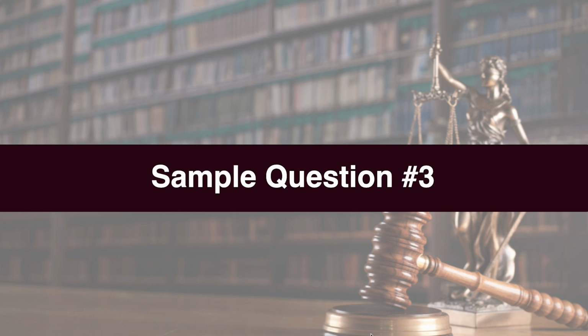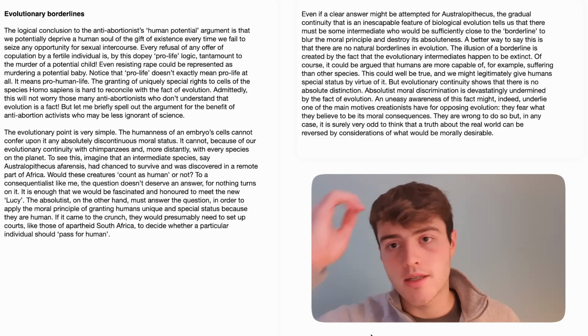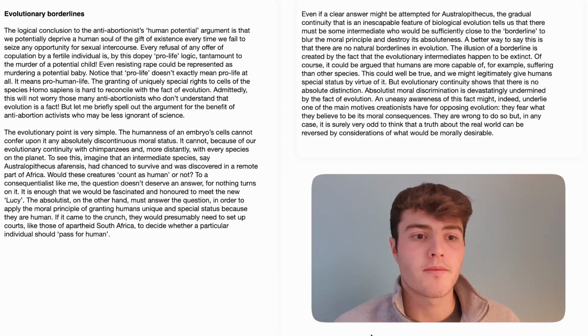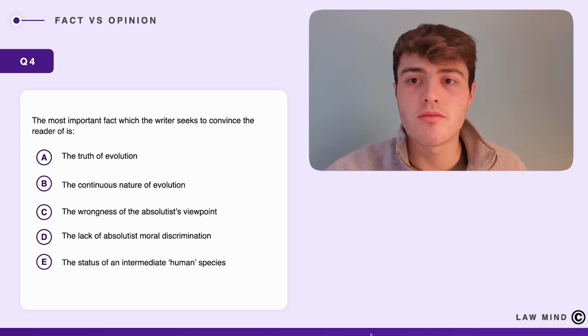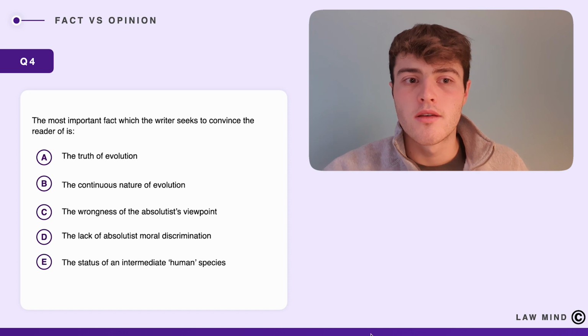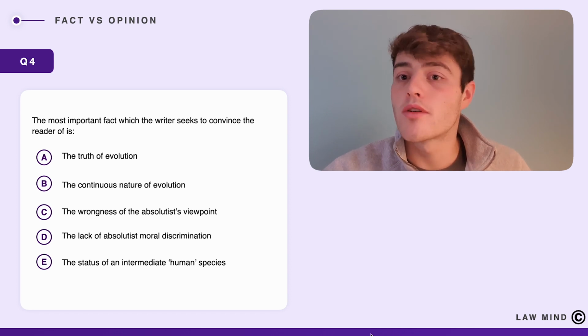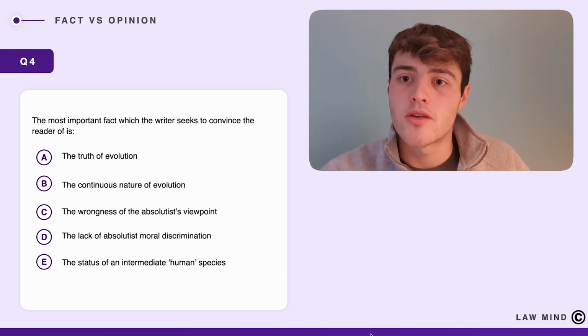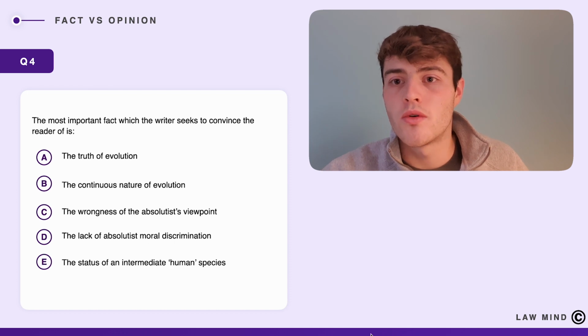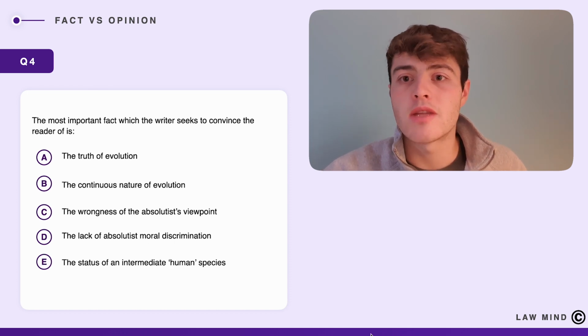If we go through to the last sample question then, I'd like you to read this passage very carefully and pause the video here. And if you've finished reading the passage, then we'll go through to consider the questions. So the question here is, the most important fact which the writer seeks to convince the reader of is. Note here, we've got two reasons why an answer could be wrong. The first is that it's not a fact. And the second is that it's not the most important fact. So distinguishing between fact and opinion isn't the only thing that you have to ask yourself here. You also have to make sure that within the realm of fact, it is the most important fact.